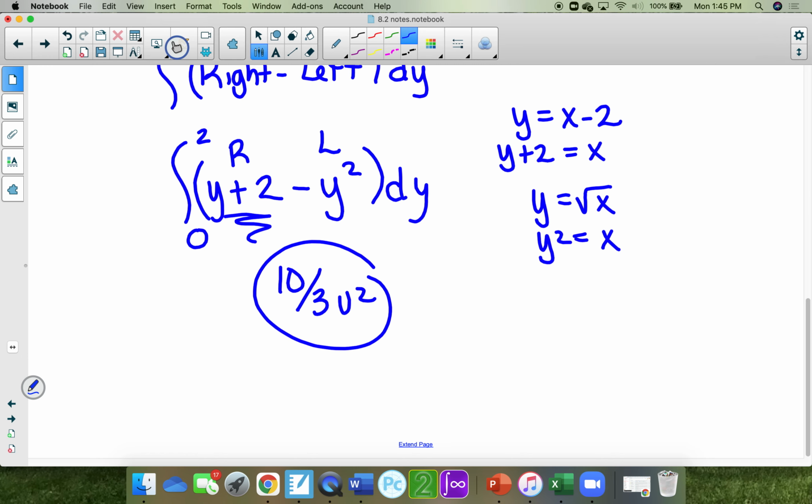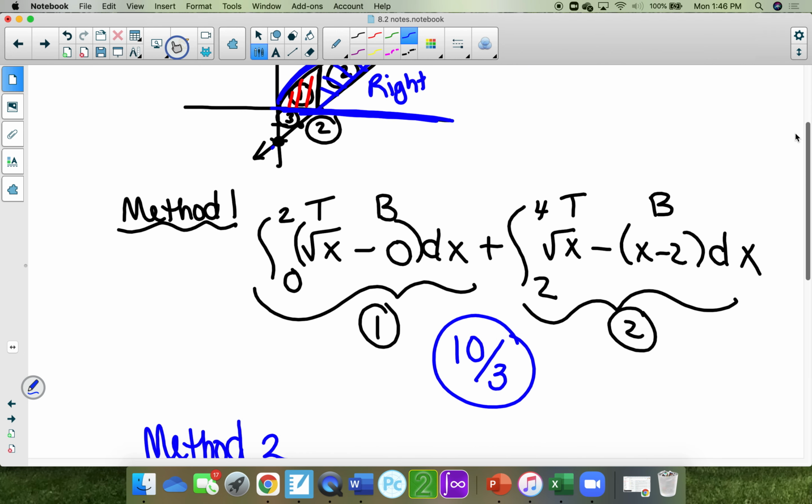So showing you that you could integrate this one two different ways. This one's in terms of x, and the other one's in terms of y. And that's all the notes for 8.2.